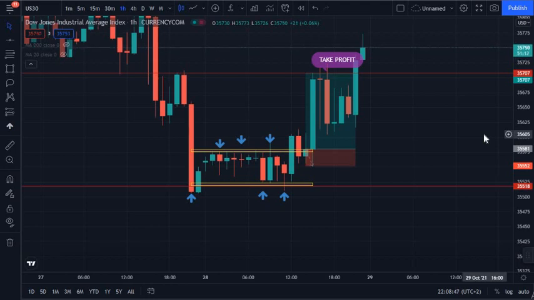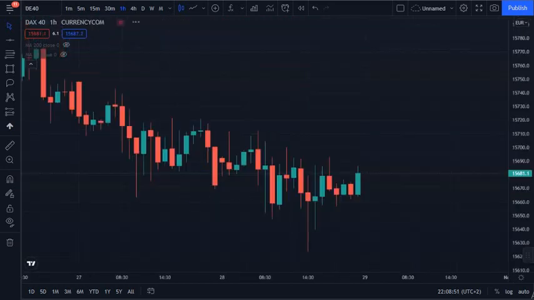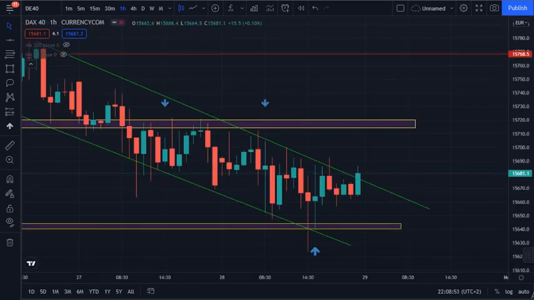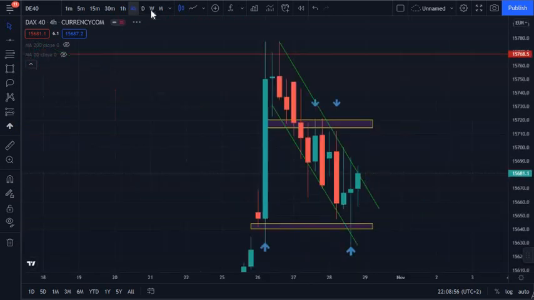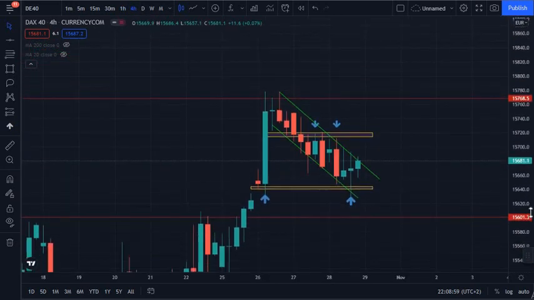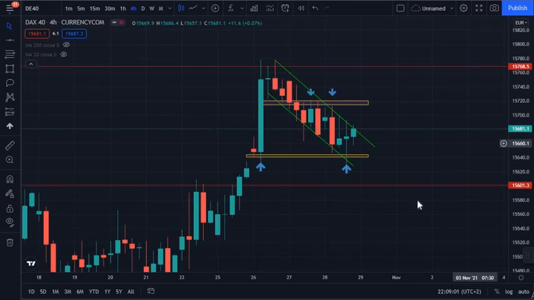So the next pair that we're going to analyze now is DAX 40. This one was a bit of a frustrating trade for me today. So we'll go on a 4 hour, and what we see is that on the 4 hour, okay, let's go to our daily.